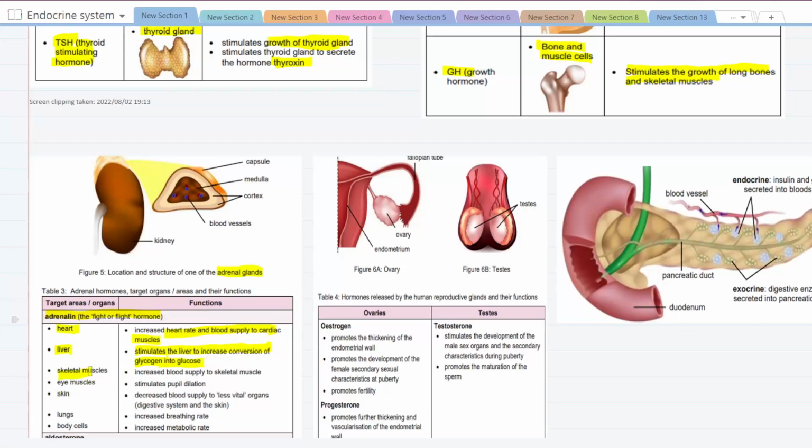And also the skeletal muscles, of course, they are going to need more blood. The blood will supply more oxygen as well as more glucose, so that they can perform at an optimal level. And then you also have your eye muscles, your pupil dilation, meaning your pupil is going to become bigger or wider during that stressful event. You will also see the skin, meaning the decrease in the blood supply.